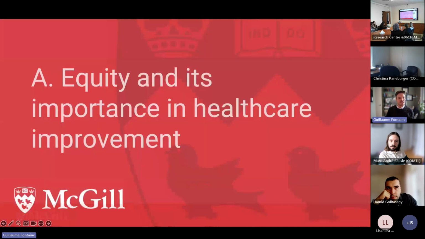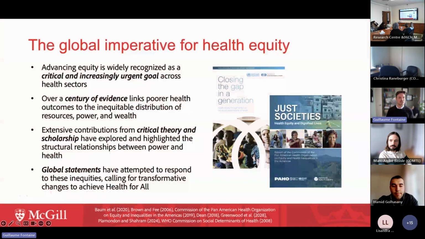So I'm going to jump straight into equity and its importance in healthcare improvement. And to me, the importance of equity is reinforced by the political context that we see in the US right now, and equity is really under attack. So we have to keep doing this work and really move things forward in Canada with leadership.